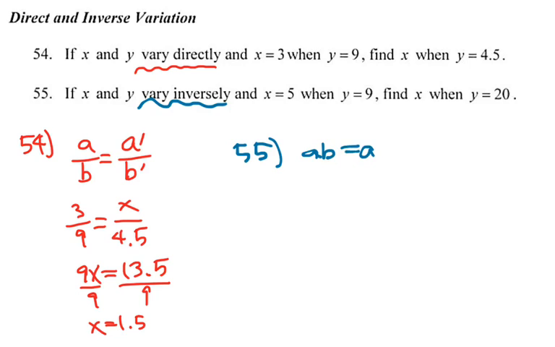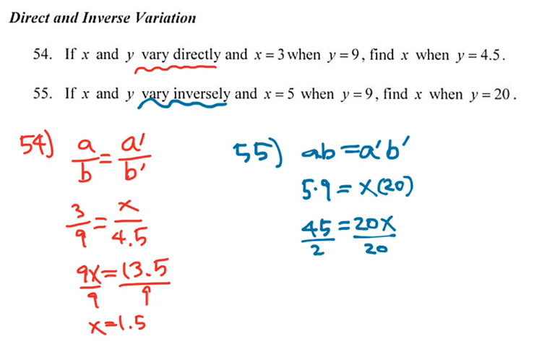So a times b is equal to a prime times b prime. Then what are the set of the first values? 5 and 9. So then 5 times 9 has to be equal to x, which we'd like to find out, and y value is 20. Alrighty. So then in this case, 45 is equal to 20x. The value of x, when you divide by 20, x will be equal to 9 over 4.